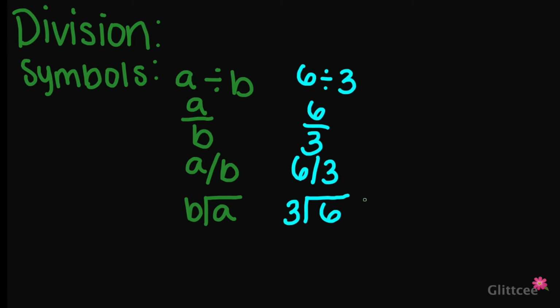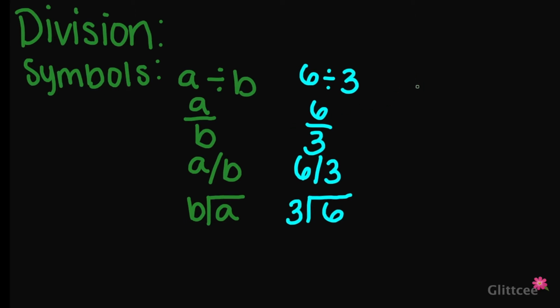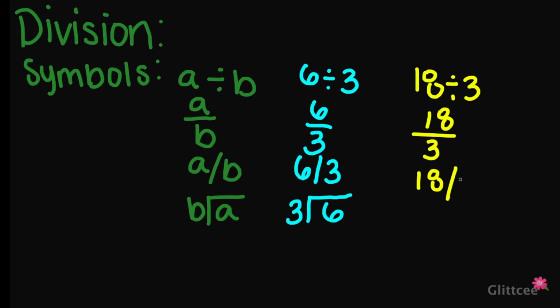Let's say I used, instead of 6, let's use 18. Let's say I had 18 divided by 3. You'll see it written as 18 divided by 3, or you'll see it like this, 18 on the inside and then 3 on the outside, 18 divided by 3.